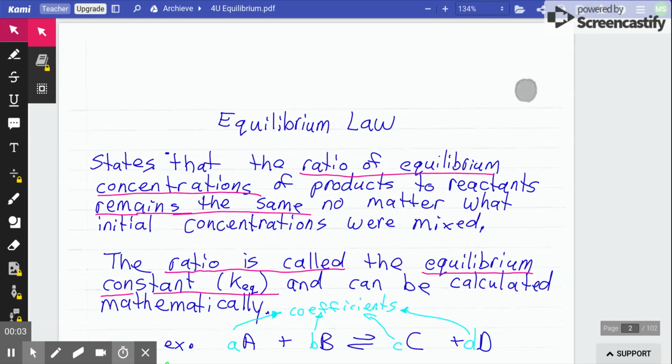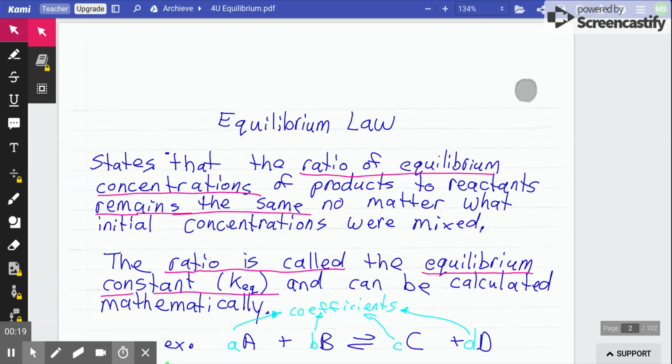All right, in this video lesson, we're going to learn about the equilibrium law. Now, in this lesson, you are probably going to want to just pause every so often to make sure that you've got copied down into your notes the note that I'm going to talk about here.